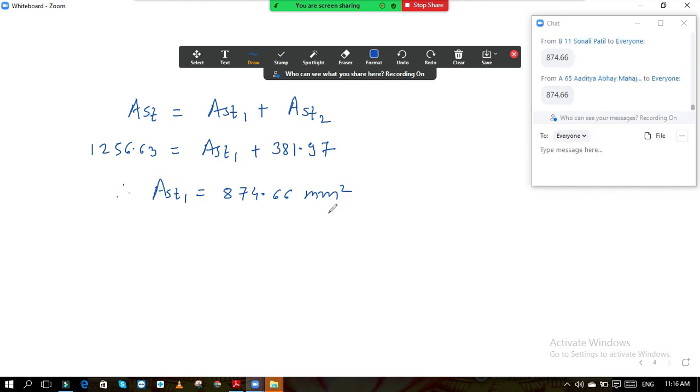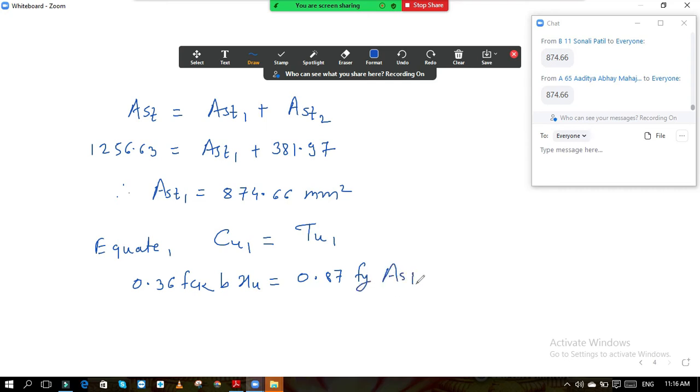Now calculate the value of XU. To calculate the value of XU, equate CU1 is equal to TU1. Equilibrium of the singly reinforced section we are equating. So here 0.36 FCK B into XU is equal to 0.87 FY into AST1.